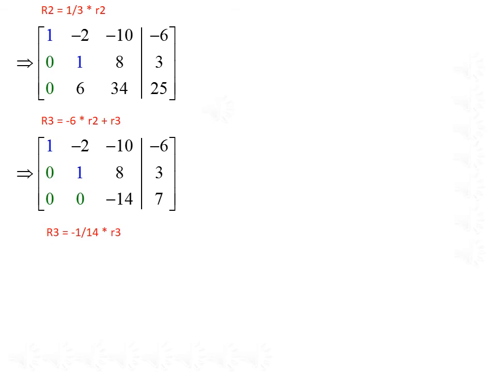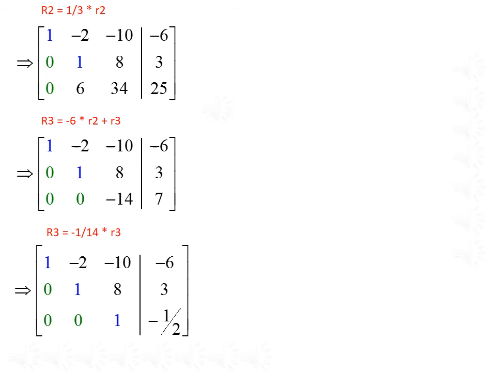Now the last thing that we need to do to get this in row echelon form is replace the negative 14 in the third row, third column, with a 1. This can be accomplished using the row transformation: row 3 equals negative 1 over 14 times row 3.